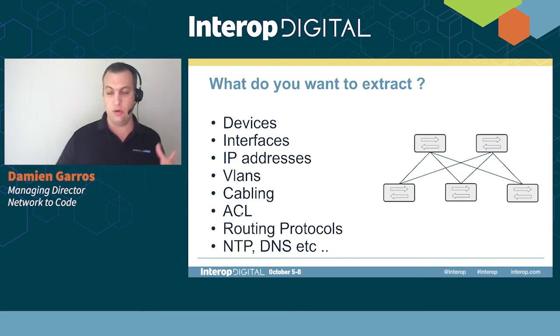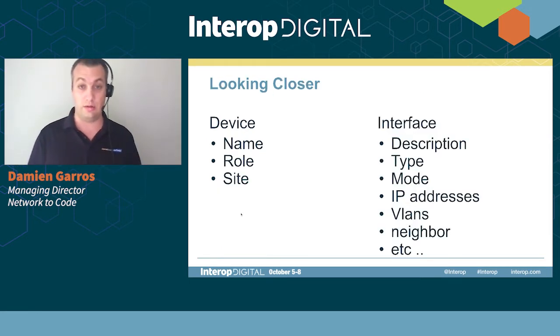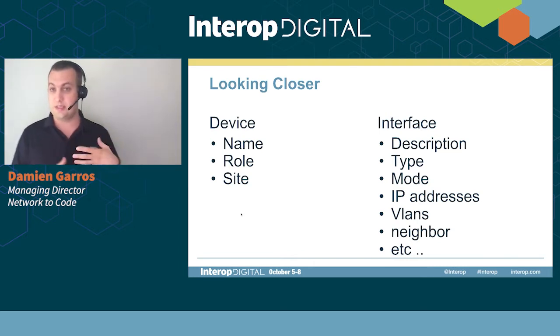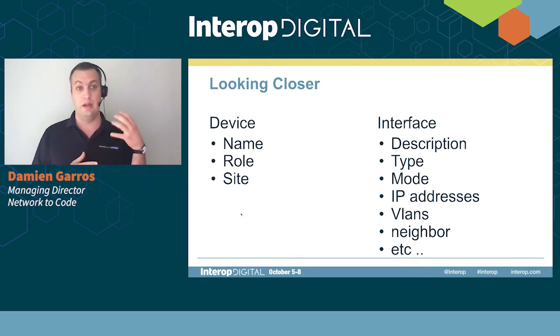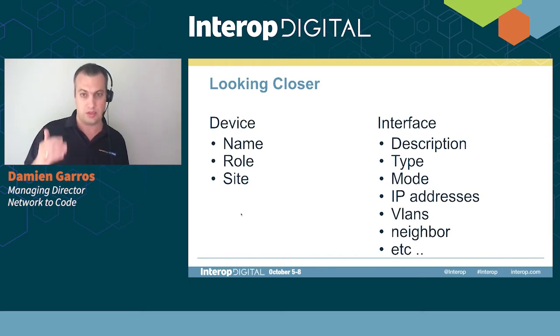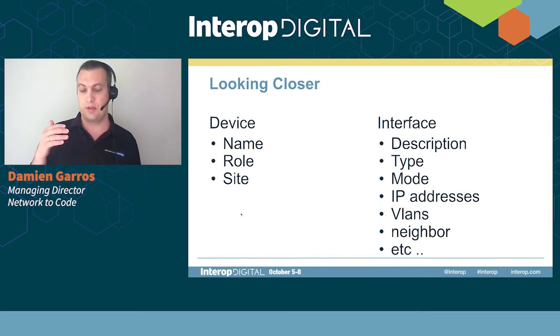And as you look at all of that, and as you start looking closer, then you need to think about all the different properties of each of those elements that you need to import. For example, I'm just using some of them as examples here, but if you look at the device, we need to look at the name, the role, the site, the interface. Usually we look at the descriptions, the type, what is the mode, is it layer 2, layer 3, the IP address, the VLAN. And then for each of them, you need to really start to describe and understand where this information is today.